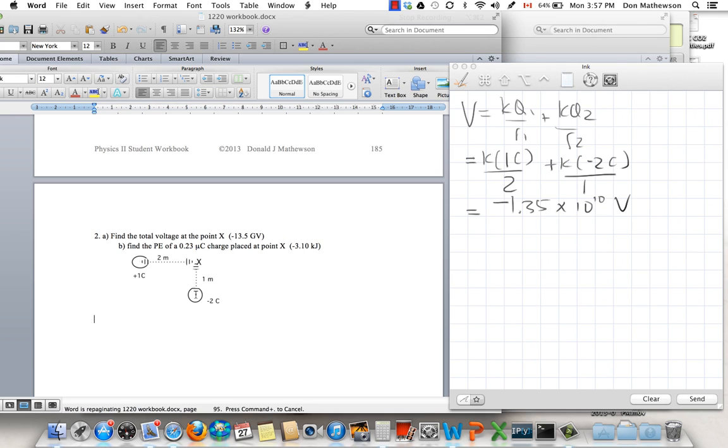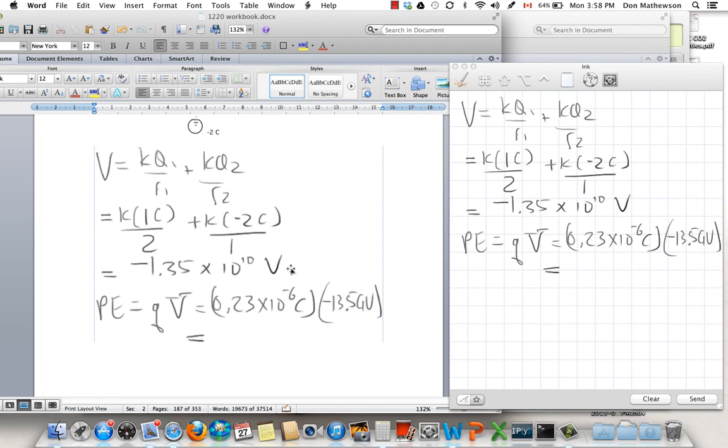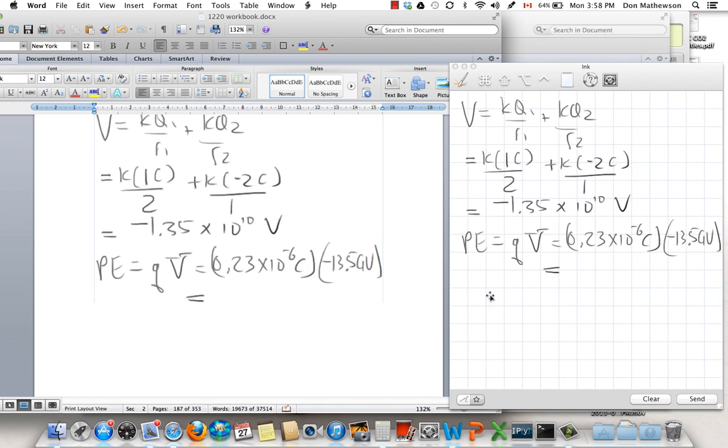Okay, so then what's the potential energy of a small test charge put at that point? Well, if you know the voltage, the total potential energy is just the test charge times the voltage. So it's 0.23 microcoulombs times this negative 13.5 gigavolts. And multiplying, first of all, remember giga is 10 to the 9. It should work out to minus 3.1 kilojoules. Okay, a couple more examples.